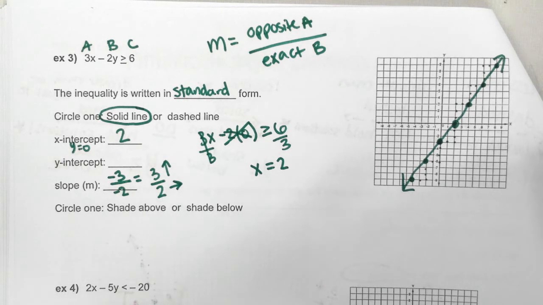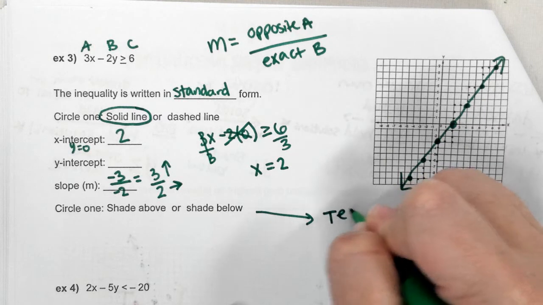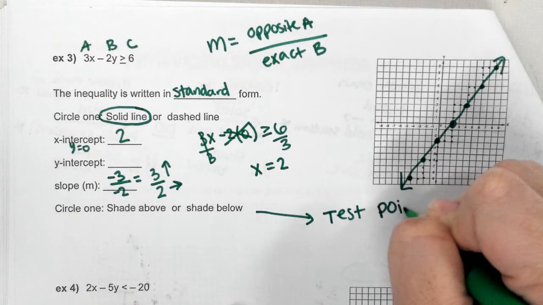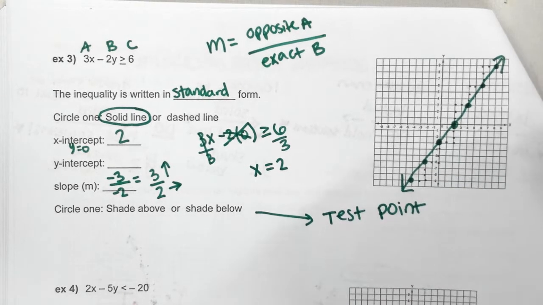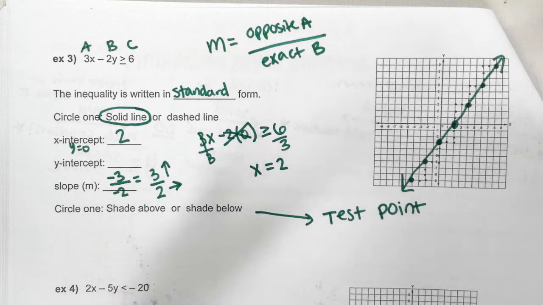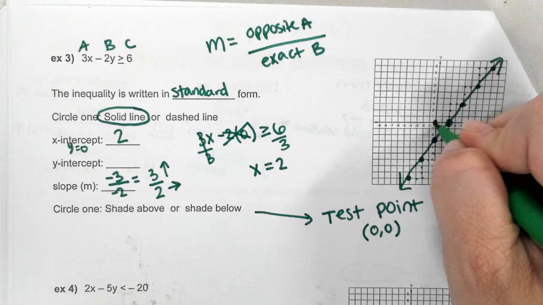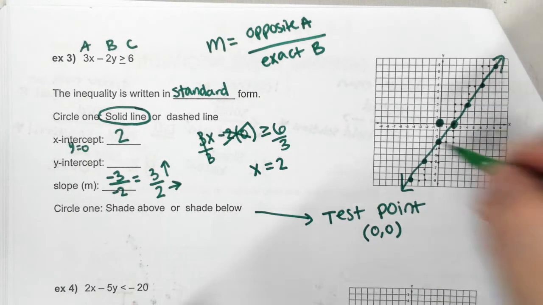Now, to figure out if you're shading above or below, we use a test point. What point do you think is the easiest point to test? Not on the line. You actually want to pick a point that's not on your line because we know the line holds solutions. We're trying to figure out shading. So we need to pick somewhere that's not on the line, which is where I would shade or wouldn't shade. 0, 0. Wouldn't 0, 0 be super simple to plug in? And is 0, 0 on my line? No, so let's test 0, 0.